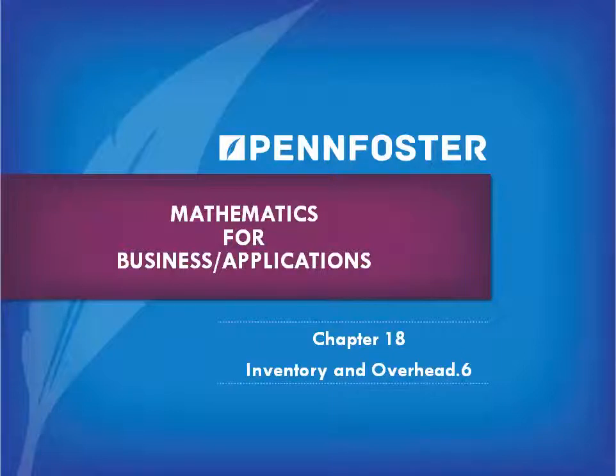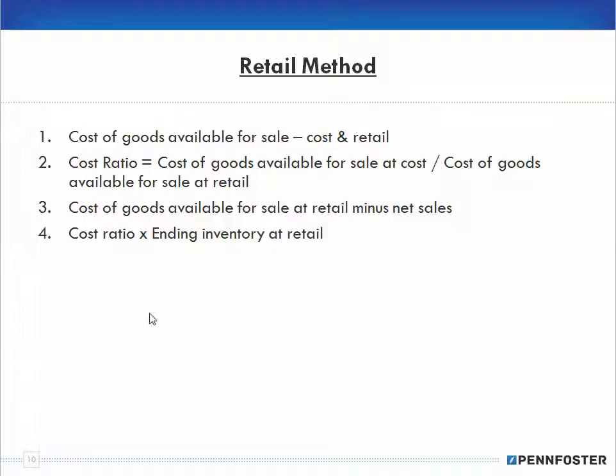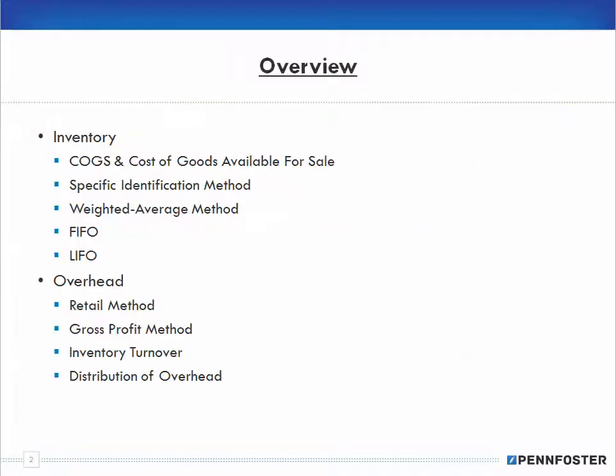As we move into the overhead section, let me scroll on down and get to the retail method. Let me bounce back up, sorry. In our overview slide from the very first video, you saw that we had it broken down into inventory, and we covered cost of goods sold, specific ID, weighted average, and FIFO and LIFO. Now in the overhead section, we're going to be covering the retail method, gross profit method, inventory turnover, and distribution of the overhead. So we're going to jump down to our retail method.